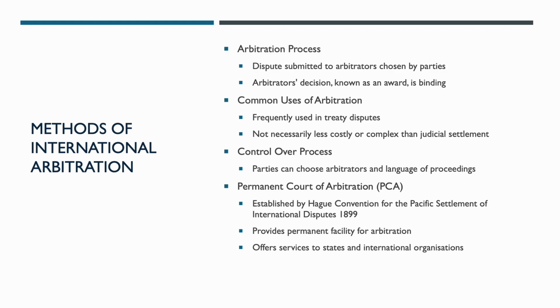The Permanent Court of Arbitration (PCA), established by the Hague Convention for the Pacific Settlement of International Disputes in 1899, provides a permanent facility for arbitrations. While not a court in the traditional sense, it offers a range of services to states and international organizations.